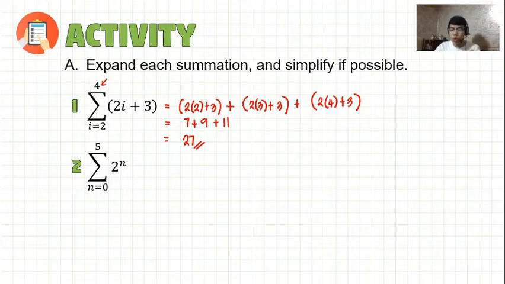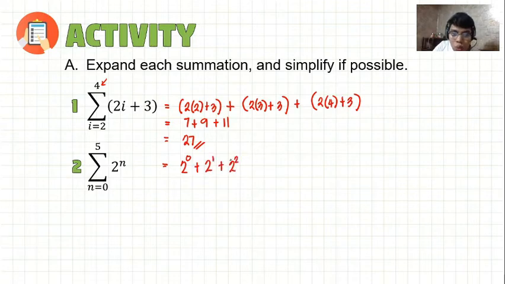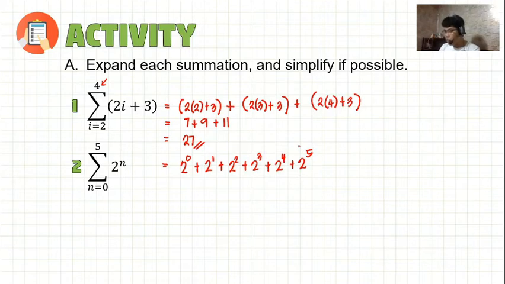We will just substitute. From here, we have 2 raised to, we will start at 0. So 2 to the 0 plus 2 to the 1, 2 to the power of 2, then 2 to the power of 3, until you stop at 5. Only until here. From that, you will now have 2 to the 0 is just 1, right? Then 2.